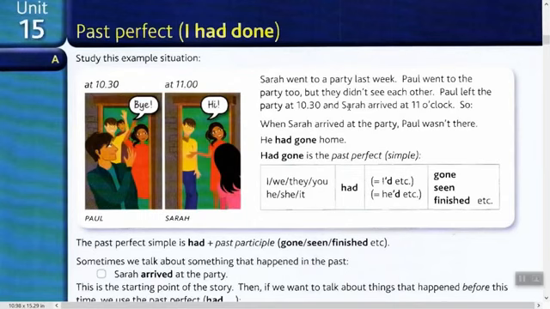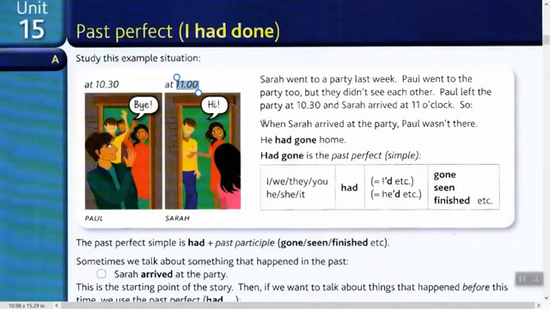This is past tense. Paul left the party at 10:30. You see here? 10:30. Left the party. الساعة 10:30 البارحة مثلا. Left the party at 10:30. And Sarah arrived at 11 o'clock. Sarah arrived at what? 11 o'clock. هو طلع بال10:30. هي جت ب11 بالليل مثلا. At 11 o'clock. That's why they didn't see each other. تاني ما حد شاف الثاني.